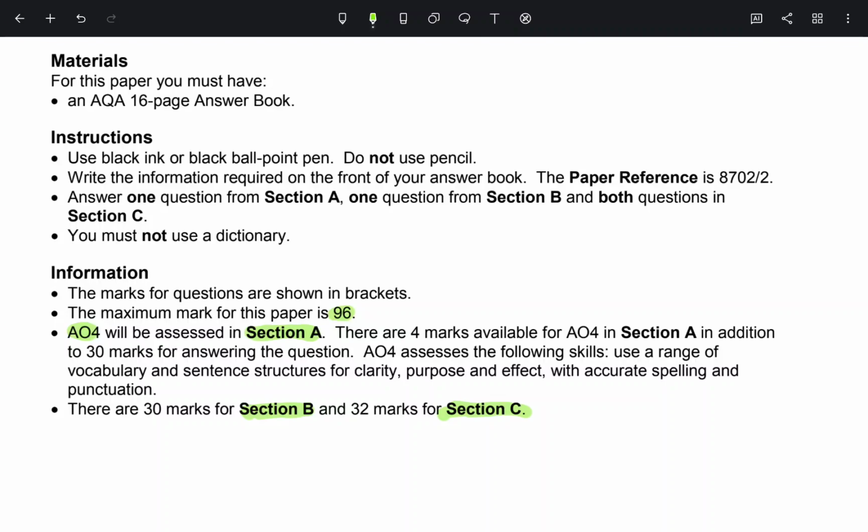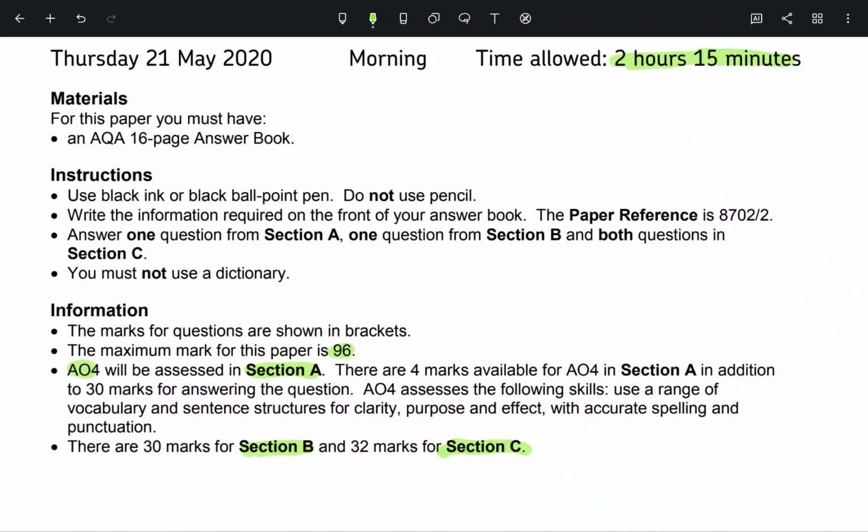So this time around, you might think, hang on, what's the difference? So you've got 3 sections: section A, section B, and section C. Okay, so section A, we're going to look at section B and section C, etc. Now, to be honest, we've already covered section C, unseen poetry.